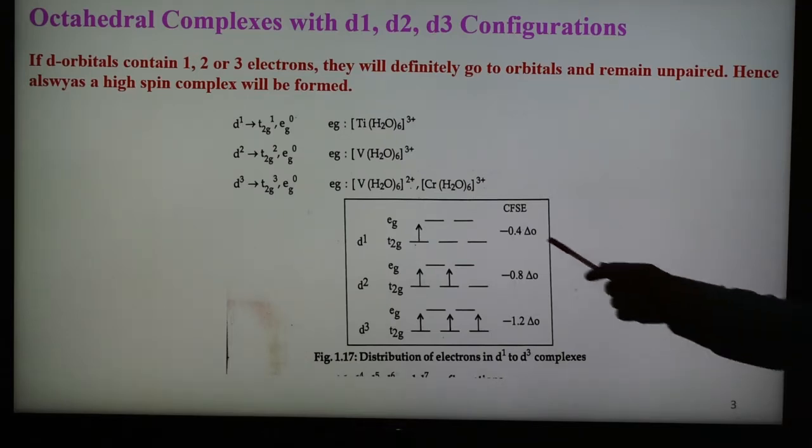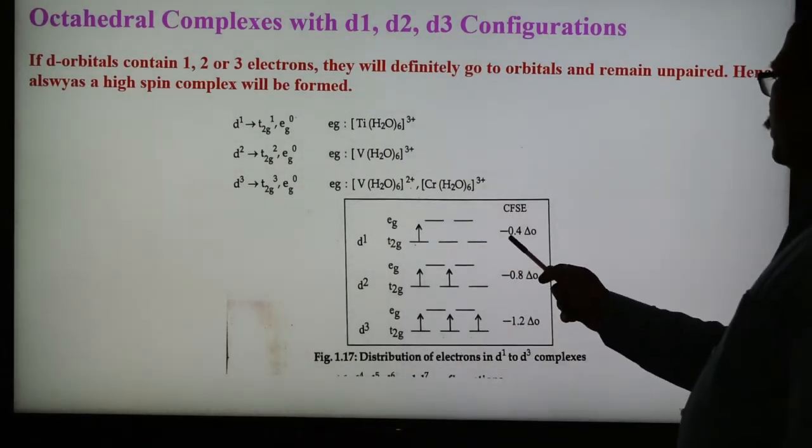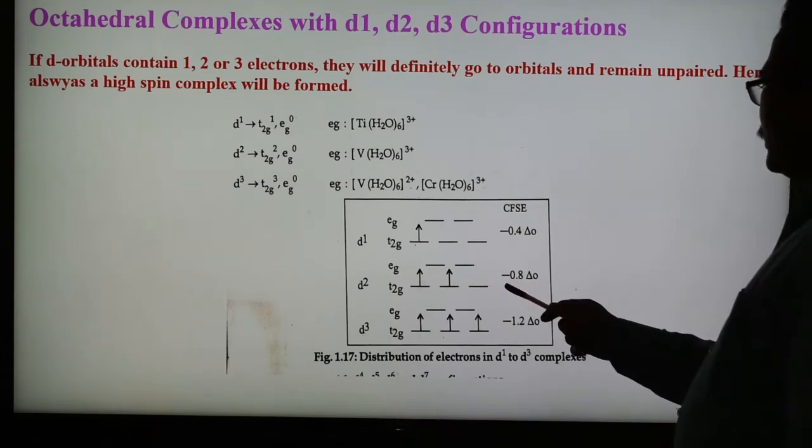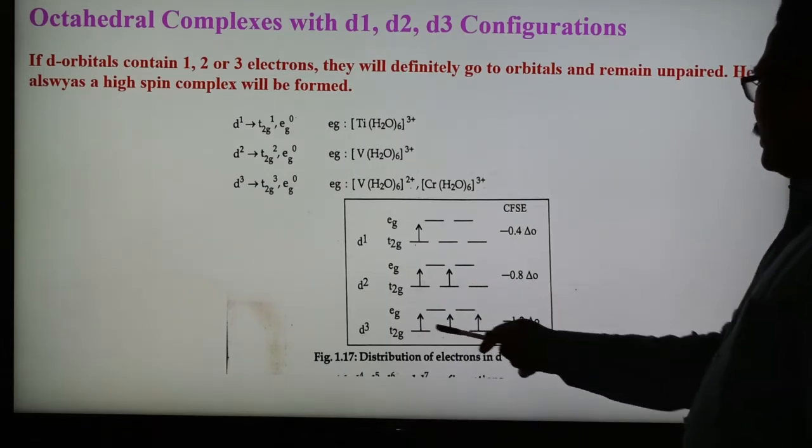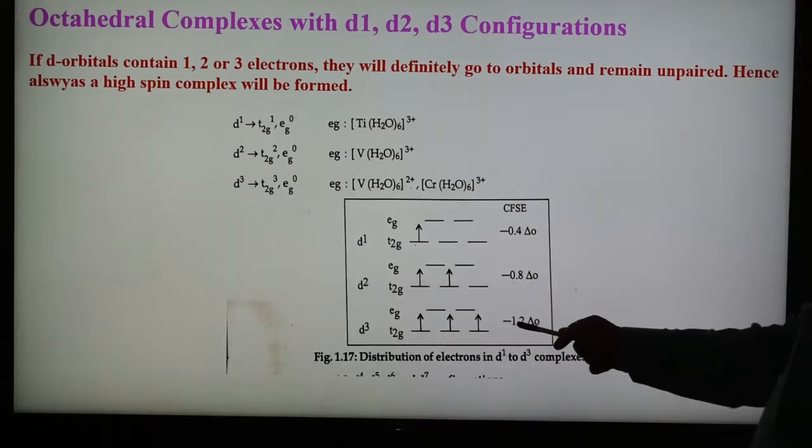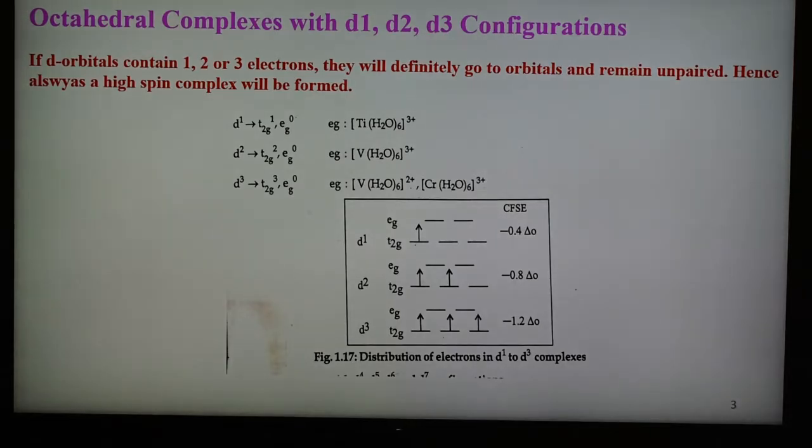For each electron, because it is lower in energy, it is minus 0.4 delta O, and for 2 electrons minus 0.8 delta O, for 3 electrons 0.4 into 3, minus 1.2 delta O. These are the CFSE values, crystal field stabilization energy. So this is the case of d1, d2, d3. All the complexes of this configuration are high spin complexes only.